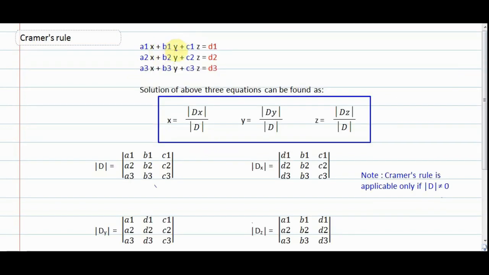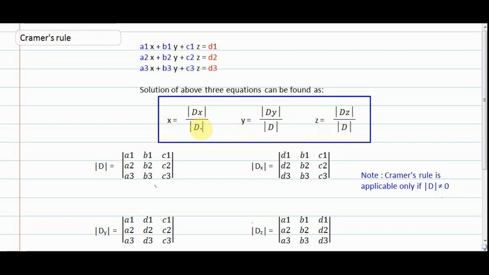If we have three equations like this in terms of unknowns x, y and z, we may make use of Cramer's rule to find out the solution of these three equations. That is to find out the value of x, y and z. Now as per Cramer's rule, the value of x will be equal to determinant of dx by determinant of d. The value of y will be equal to determinant of dy by determinant of d, and the value of z will be equal to determinant of dz by determinant of d.